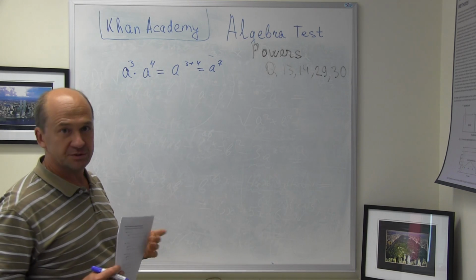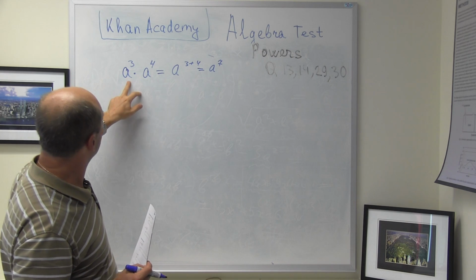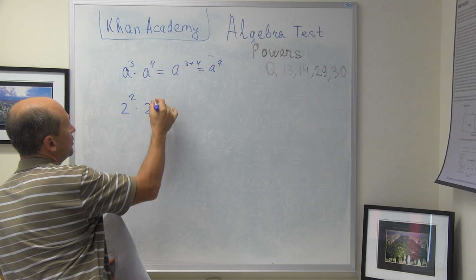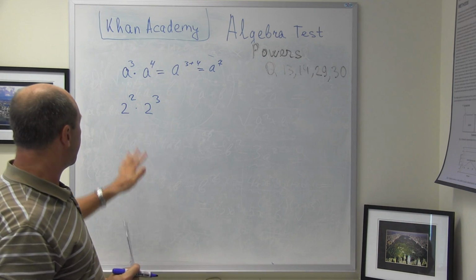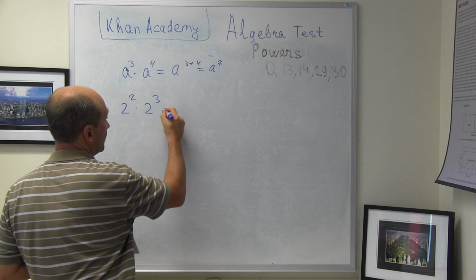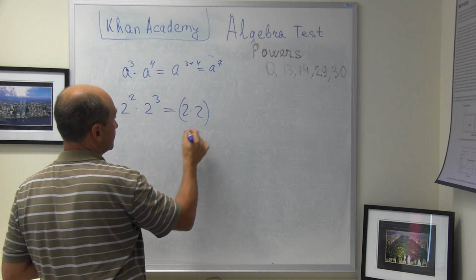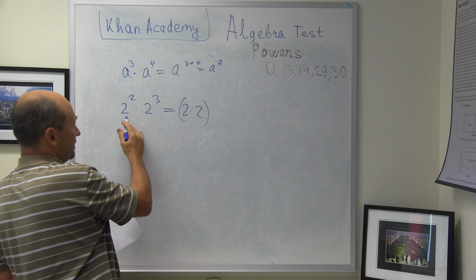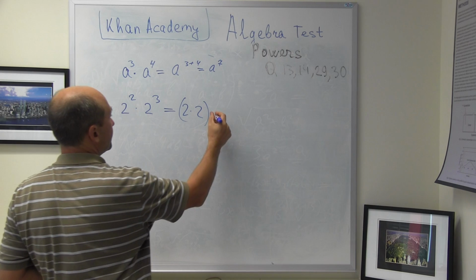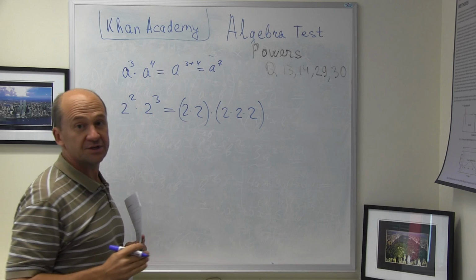Now, if you for some reason don't remember that, there's still a way to recover. You can think of some example which is easy to understand. In this case, 2 to the power of 2 times 2 to the power of 3. What does it mean? Well, it means that you have 2 times 2. That's your 2 to the power of 2. Power tells you how many times this needs to be multiplied. Multiply by 2 times 2 times 2, 3 times.